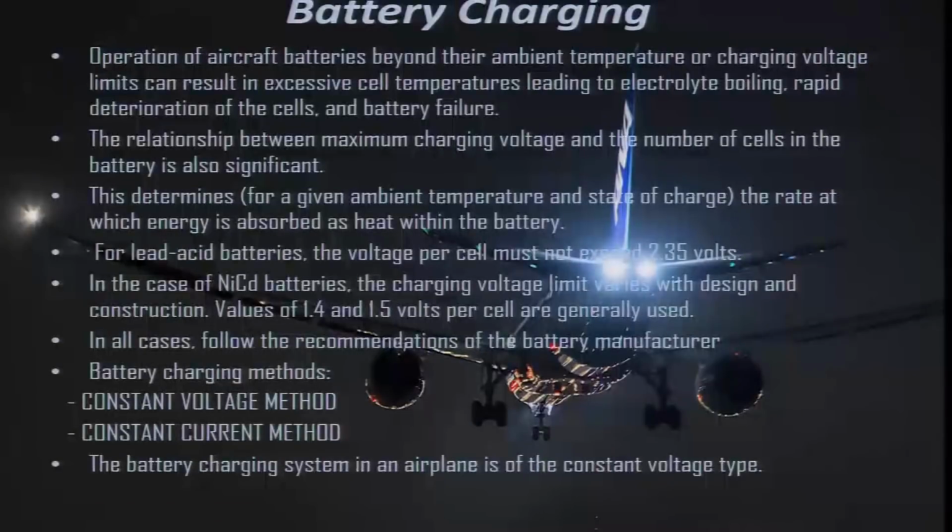There are various battery charging methods, mainly two methods: constant voltage method and constant current method. So, batteries can be charged by two methods: constant voltage method or constant current method. The battery charging system in an airplane is of the constant voltage type. So, the battery being charged in the aircraft is by the constant voltage method.